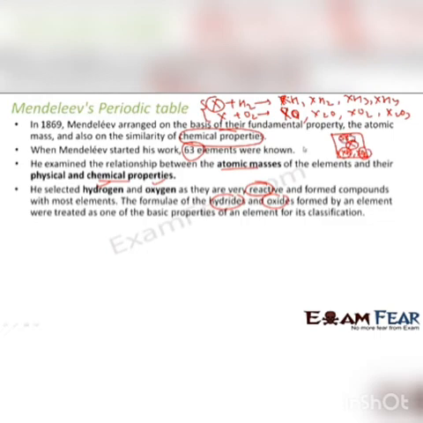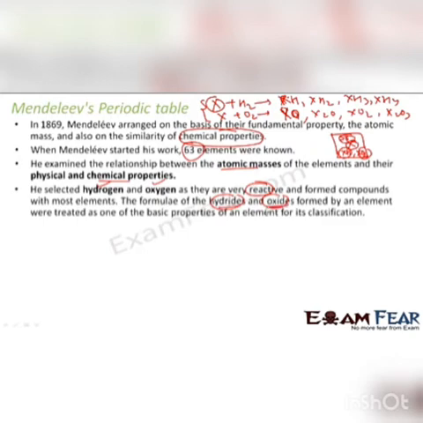Once he had all these values, right, he knew all the 63 element names, he knew the atomic mass of all the 63 elements, he knew the hydride and the oxide forms. Now he grouped these elements based on these hydrides and oxides. They are the critical thing here.